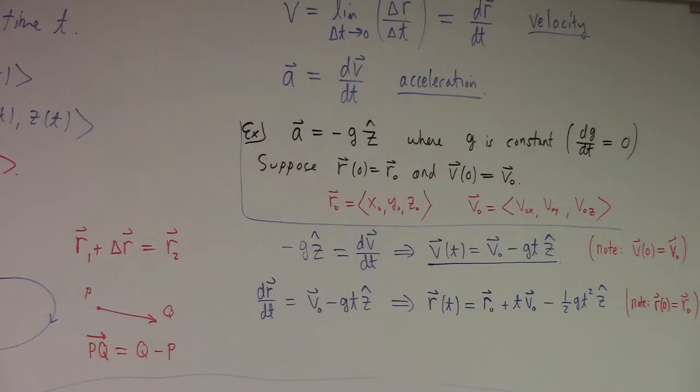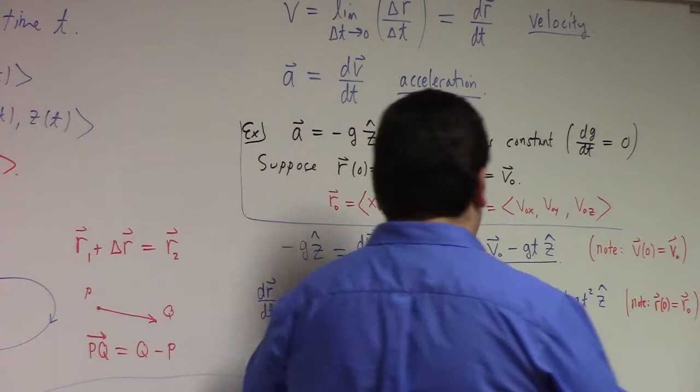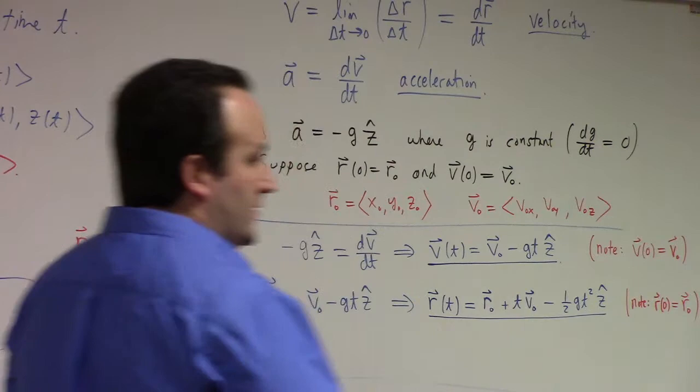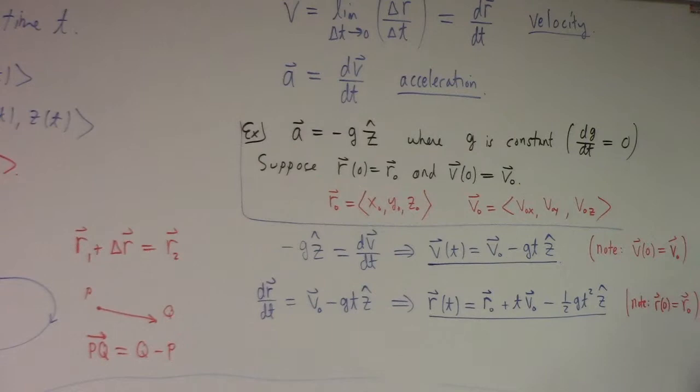Well, this is different because everything I've written here is a vector. So I'm actually deriving three of those one dimensional motion equations at the same time. Let me unwrap this for you. What does this really say? To unravel what I just wrote, let me say star and star star. Unwrapping star and star star.